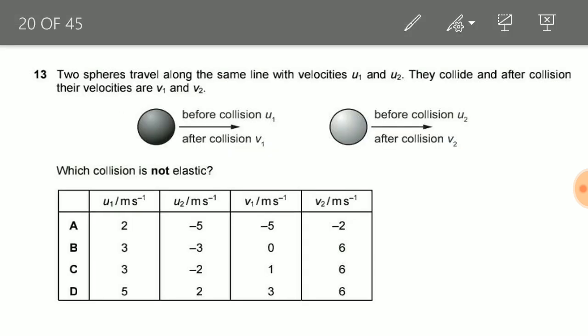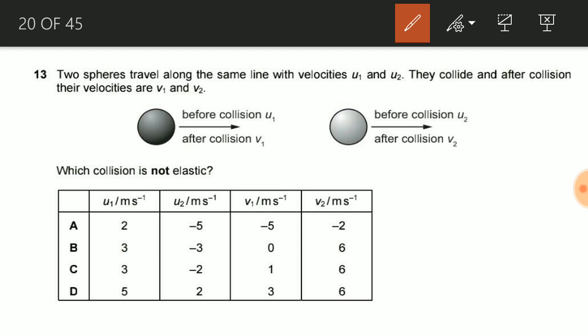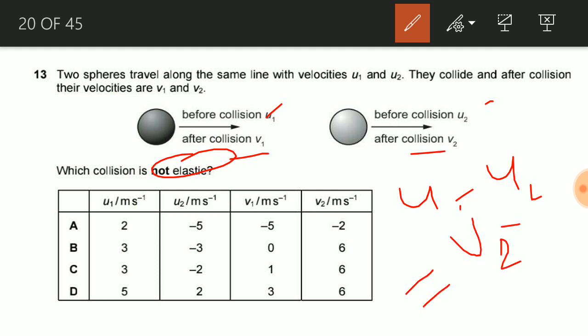Now let us see question number 13. In this question, this is the initial velocity before collision, and this is the final velocity after collision. For the collision to be elastic, the relative velocity of approach, that is u1 minus u2, must be equal to the relative velocity of separation, that is v2 minus v1.